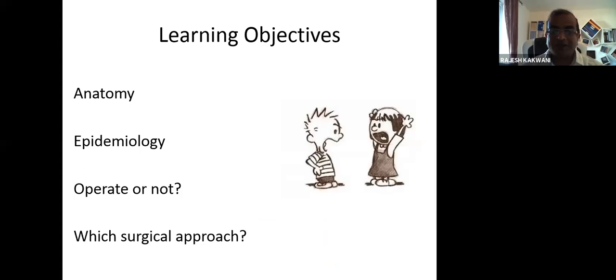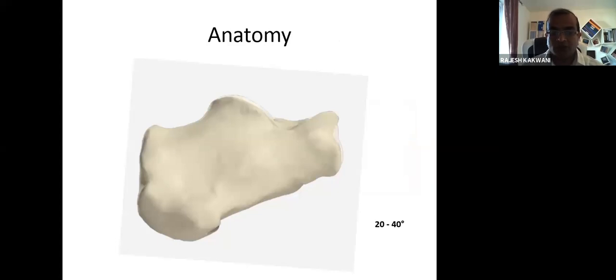Fine. So in today's session, what we need to learn is some of the anatomy of calcaneal fractures, the epidemiology, decision-making on whether we would operate on them or not, and if we do operate on them, what will be our surgical technique or approach. First of all, you need to learn a bit about the calcaneum.